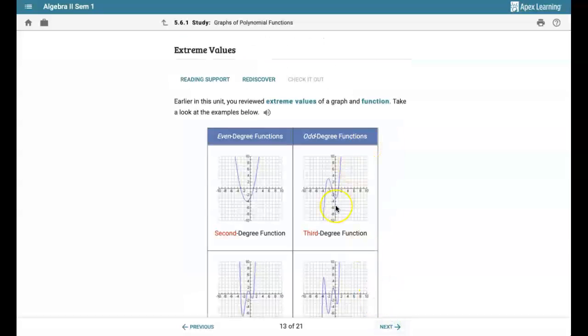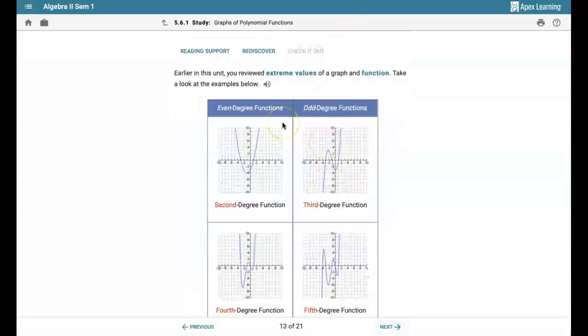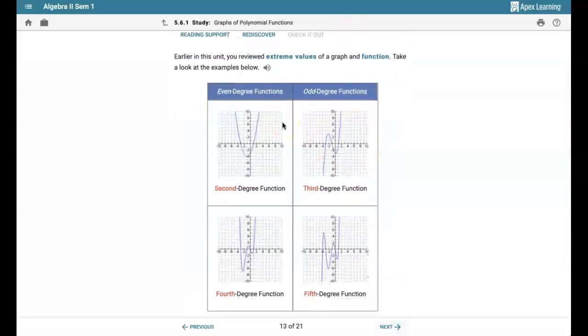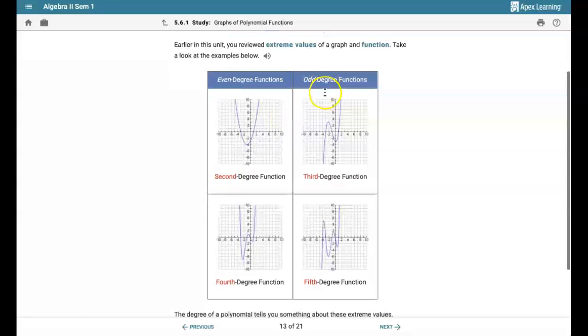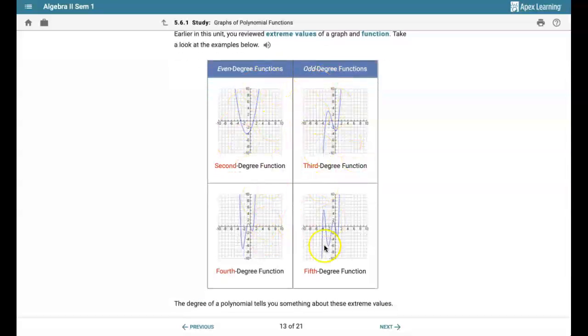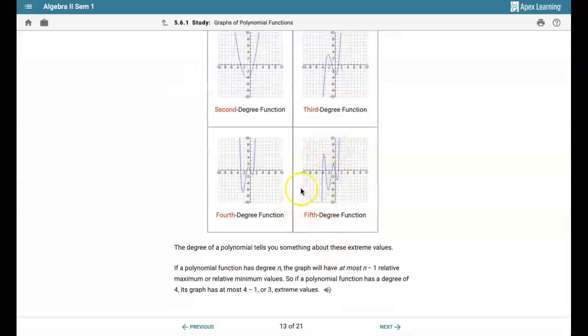All right. So we learned about these things called extreme values, right? So our maximums and our minimums here. And when we look at our even versus our odd, we will have an absolute minimum here if we have an even function. But you notice here, we don't actually have an absolute, we only have relative values, because it has infinity going in both the negative and the positive directions.